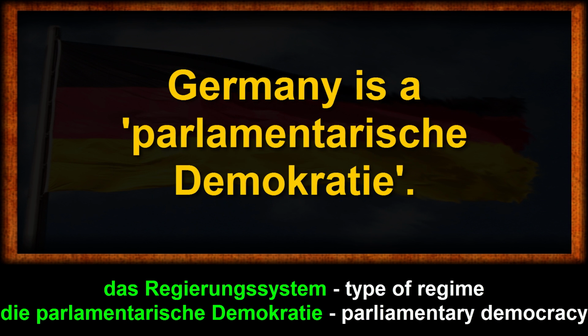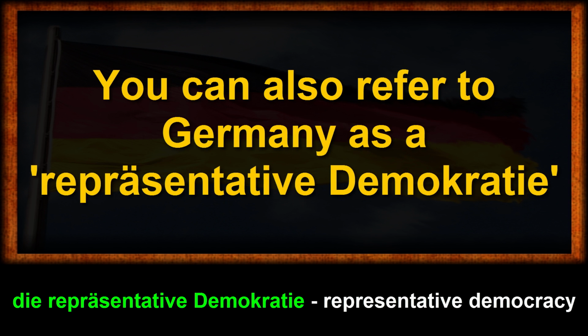The type of regime, das Regierungssystem of Germany, is called parliamentary democracy, die parlamentarische Demokratie. People also refer to Germany as being a repräsentative Demokratie, a representative democracy, because in elections you vote for people that are supposed to bring your own interests into a parliament and basically be your voice by representing them for you.